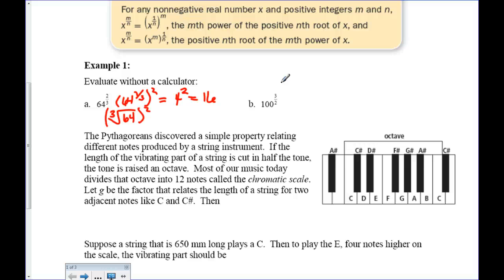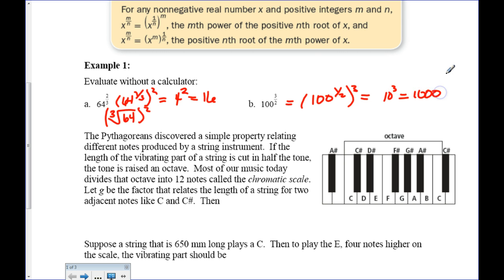Okay, so the same thing with 100. I could take 100 to the 1/2 and then take it to the third power. What is the square root of 100? 10, right? So it'll be 10 to the third, which is 1,000.